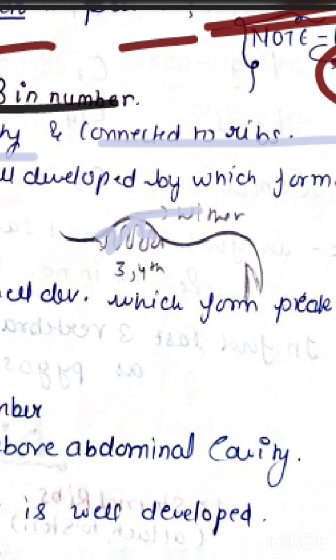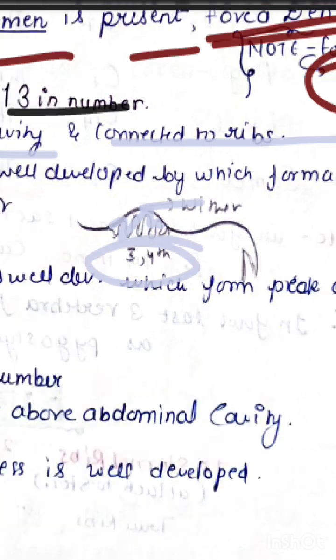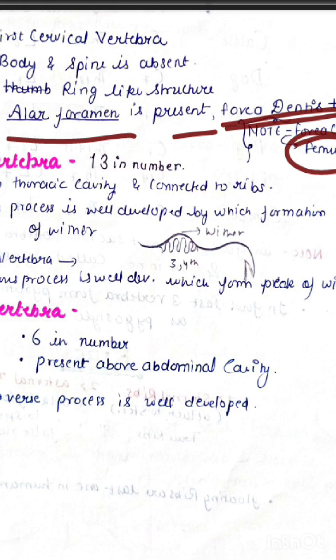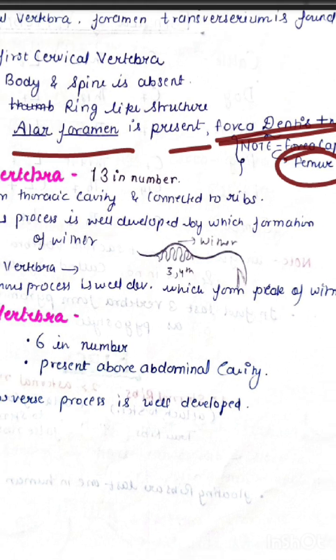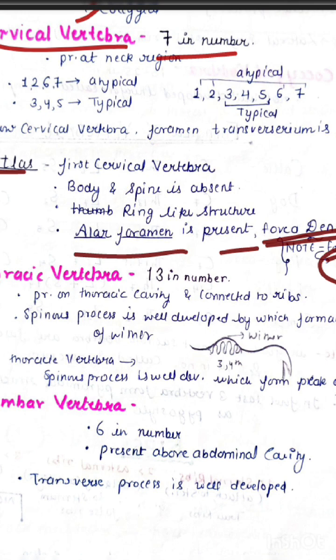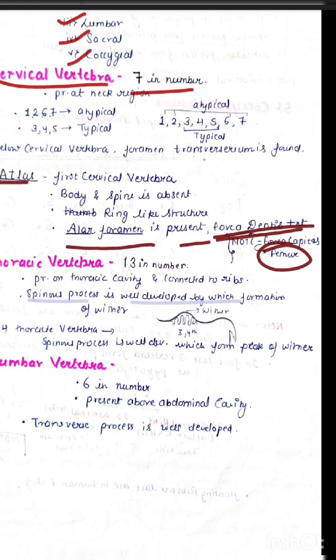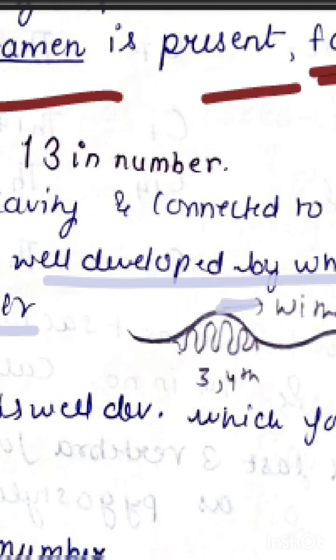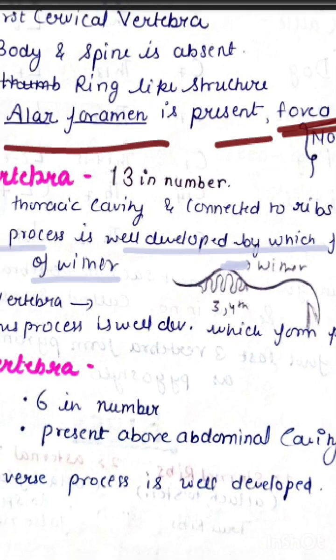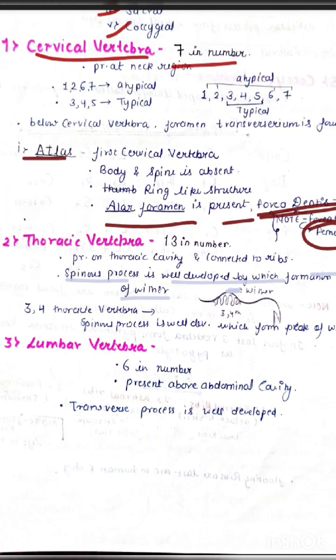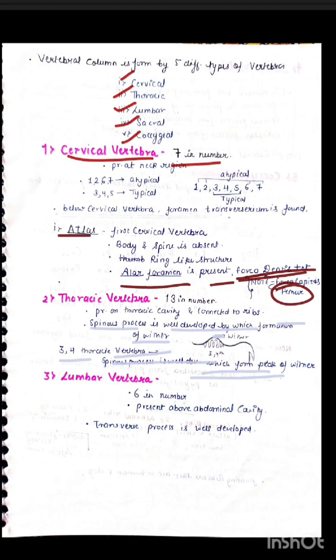This is known as the withers of the animal, and here the third and fourth thoracic vertebrae are showing. The spinous process is well developed in the withers. The withers is the uppermost part, which comes out in a wave shape, and it is formed by the spinous process. In the third and fourth thoracic vertebrae the spinous process is well developed, forming the peak of the withers.